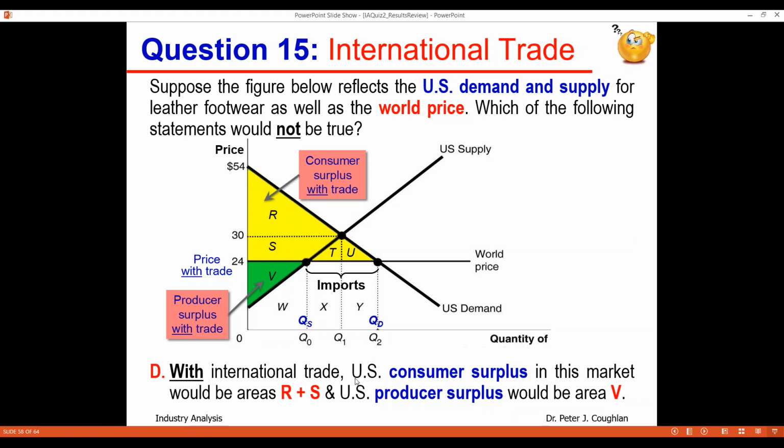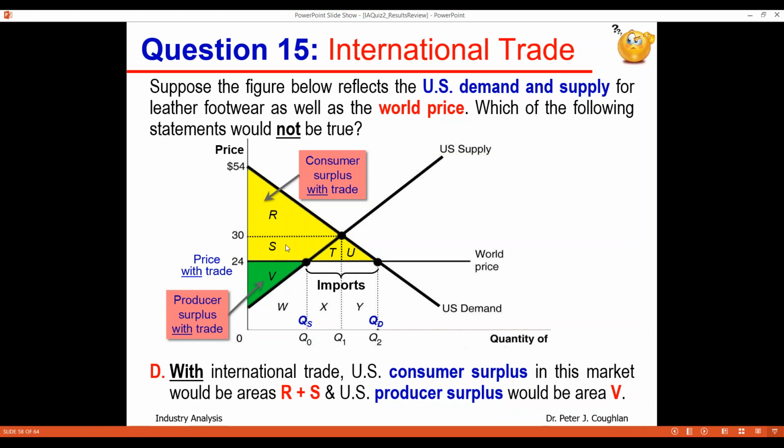So it says with trade, U.S. consumer surplus in the market would be areas R plus S, and U.S. producer surplus would be area V. No, the second part's right, U.S. producer surplus is V, but consumer surplus is not just R plus S. It actually includes T and U. T and U is the gains from trade.